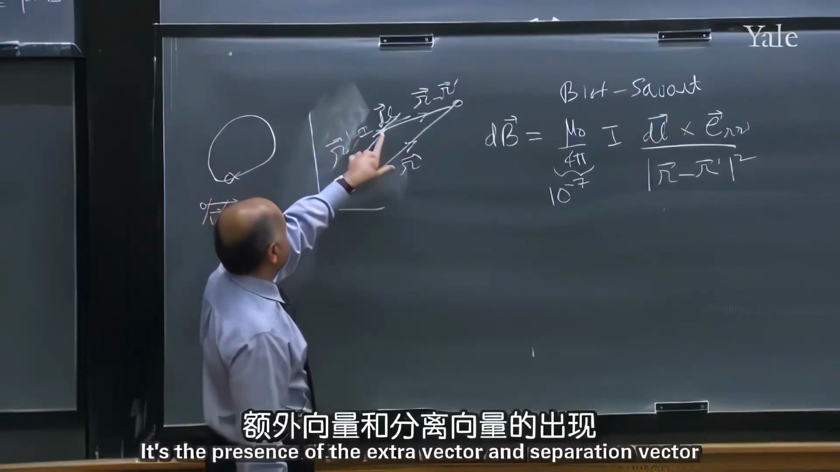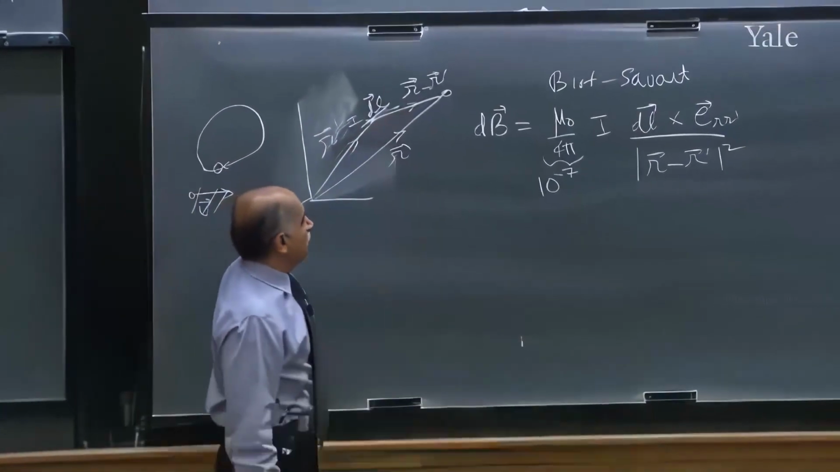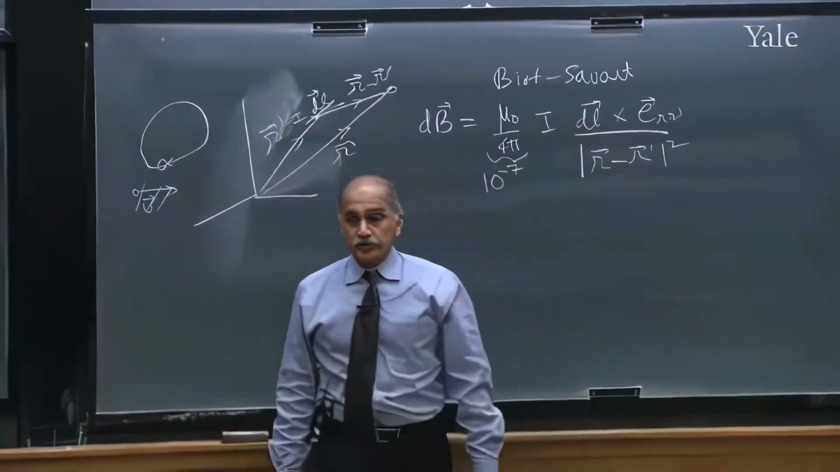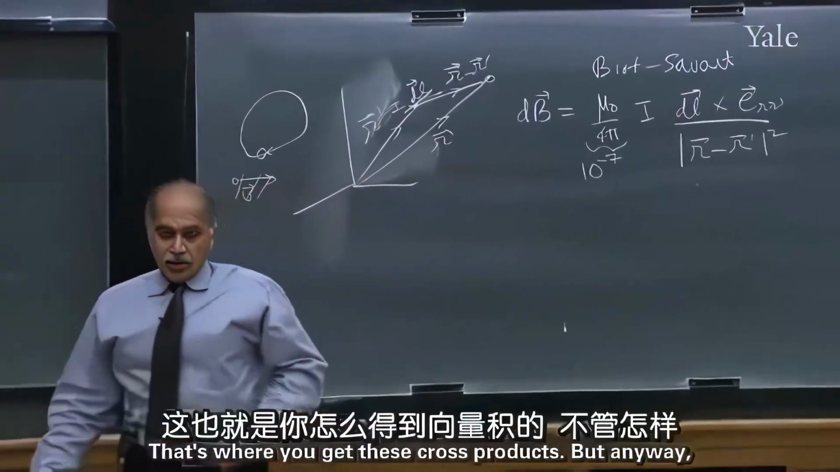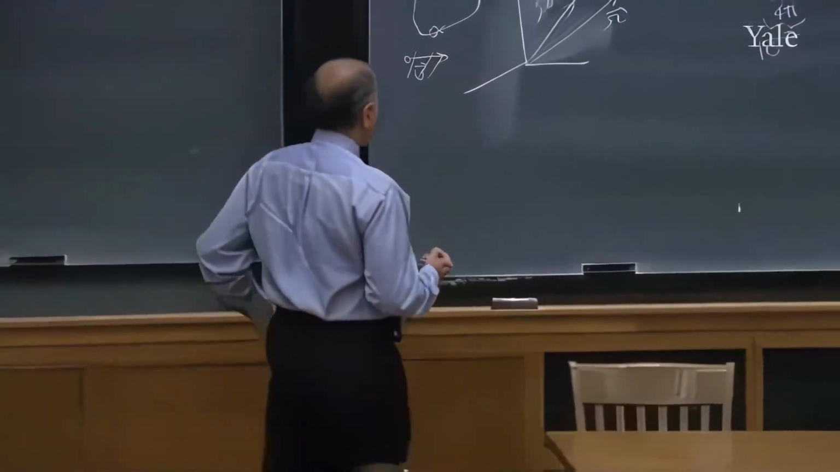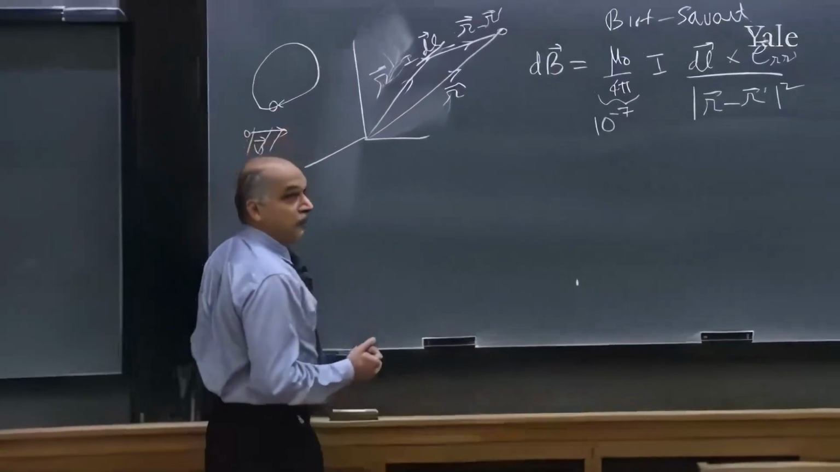It's the presence of the extra vector and the separation vector that gives you a chance to form yet another vector by combining the two of them. That's where you get these cross products. But anyway, that's how nature is. That's what happens. So we just got to say what it is. So you've got to take this and learn how to use it. So that's what we will do.